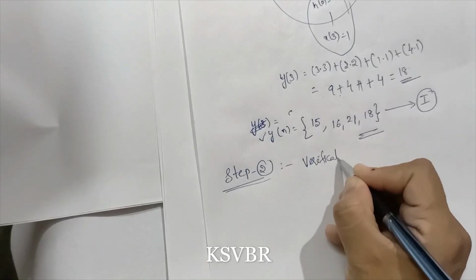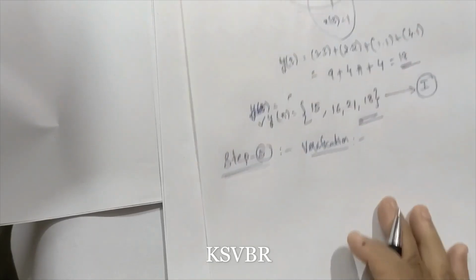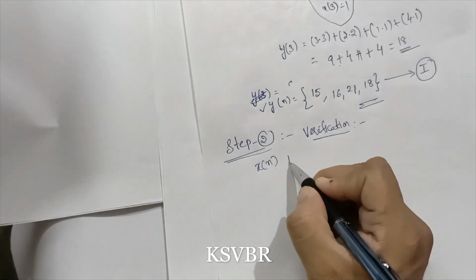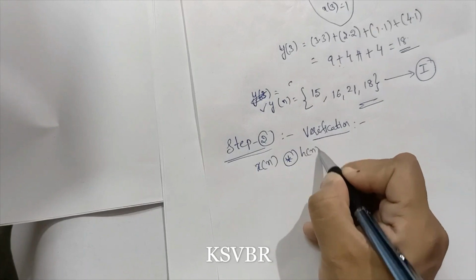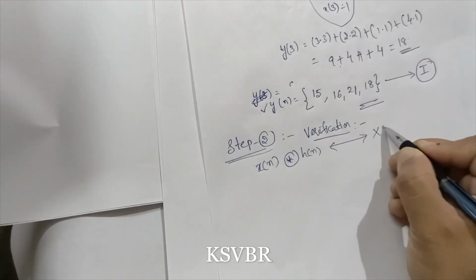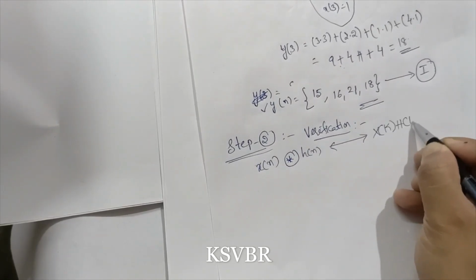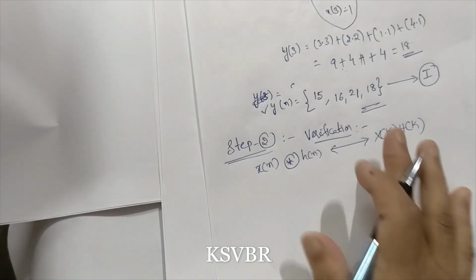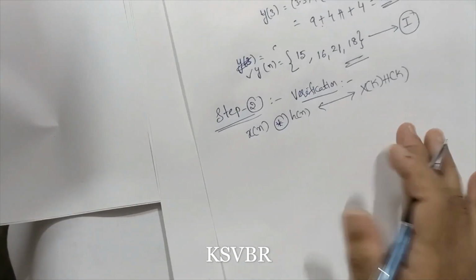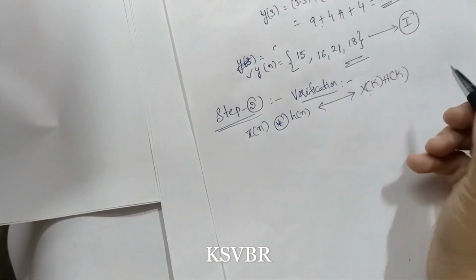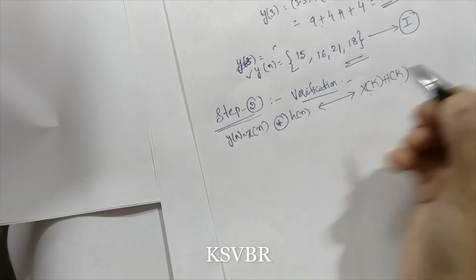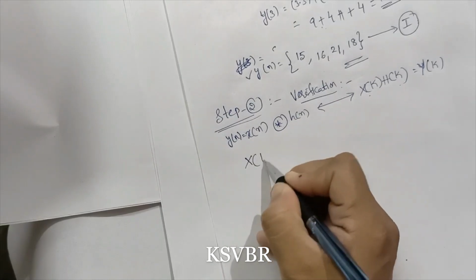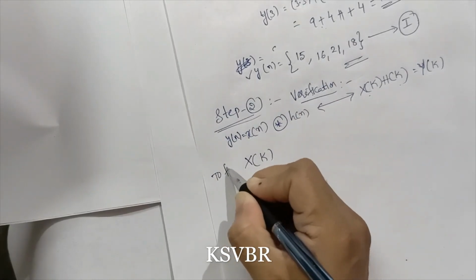Okay, so for this verification part, we know that circular convolution in time domain is equal to multiplication in frequency domain. So from this we have to find out first x of k and h of k. This is also nothing but y of n. This is nothing but capital Y of k. So first we have to find x of k.